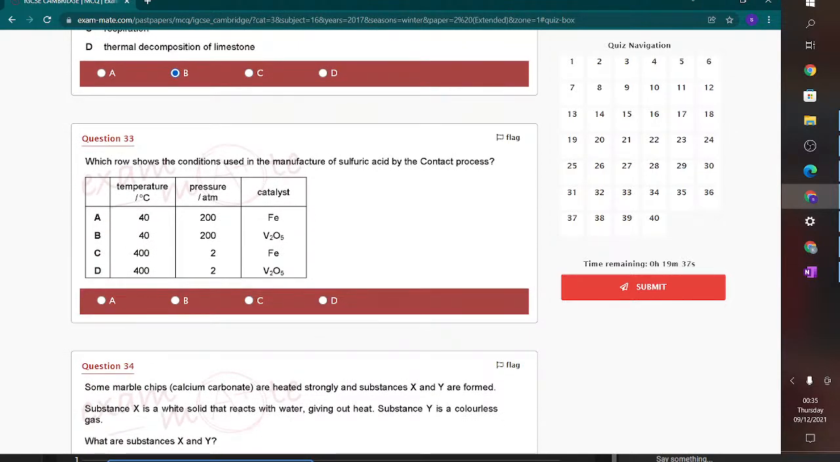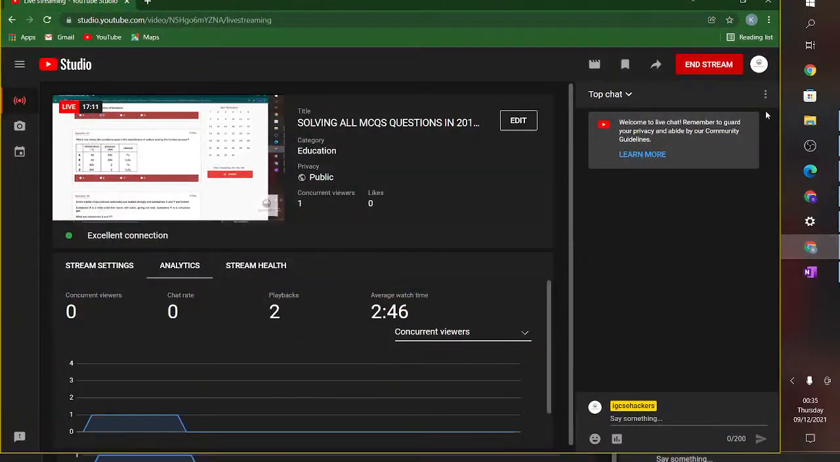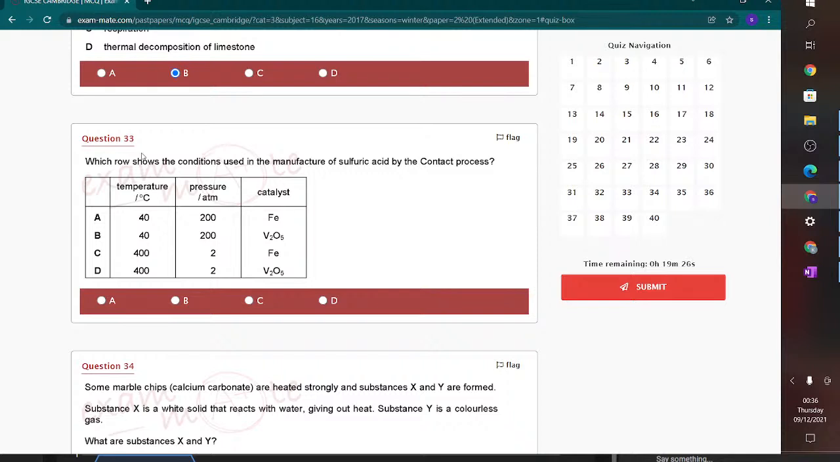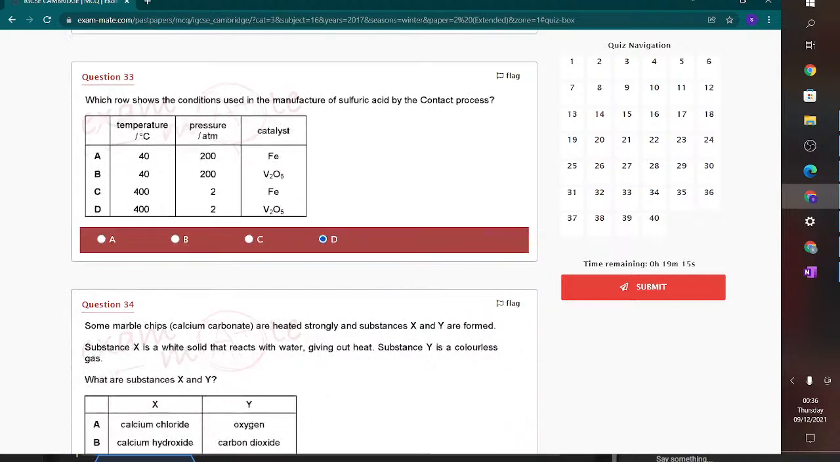Which row shows the conditions used to manufacture sulfuric acid by the contact process? The contact process needs a temperature of 400, pressure must be 2, and the catalyst is V2O5. That needs to be learned. Yeah, D.